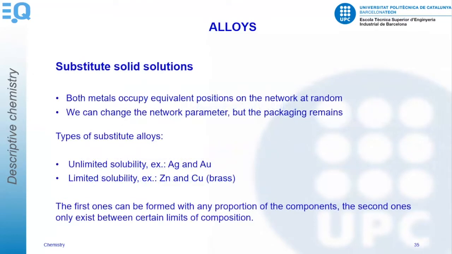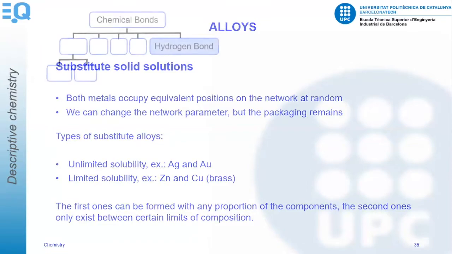In substitute solid solutions, both metals occupy equivalent positions on the network at random, and the network parameter changes, but the packing remains. What kinds or types of substitute alloys do we have? We can either have unlimited solubility, for example, Ag and Au, or limited solubility, for example, zinc and copper.